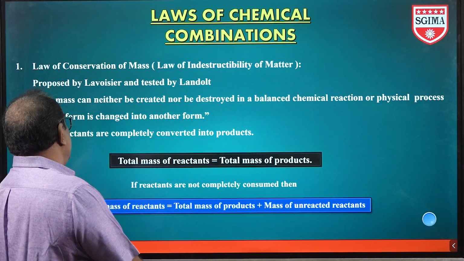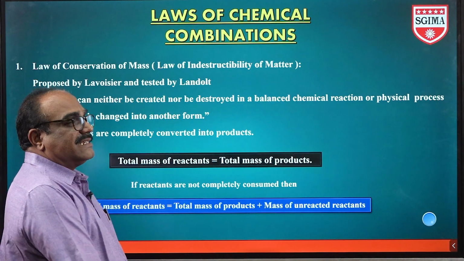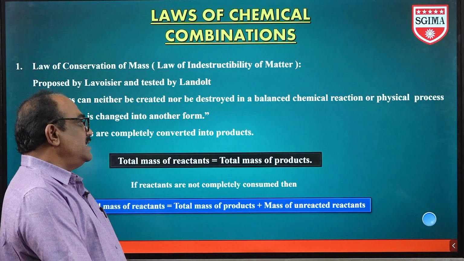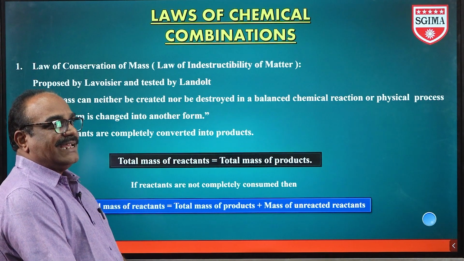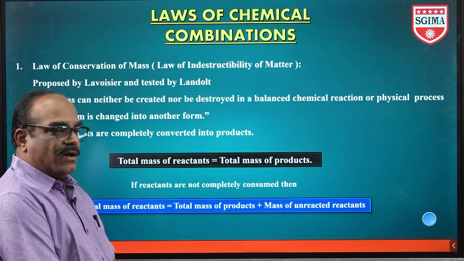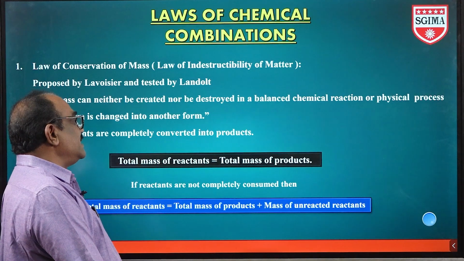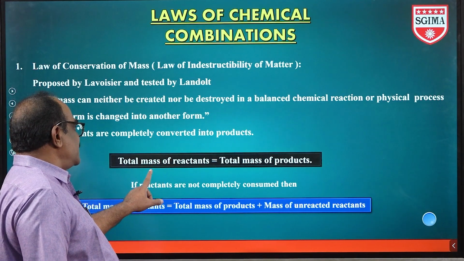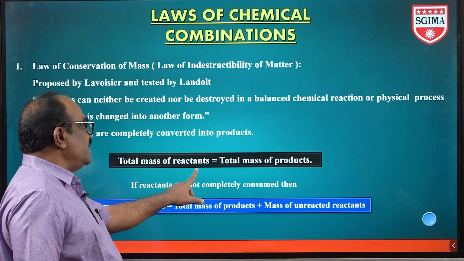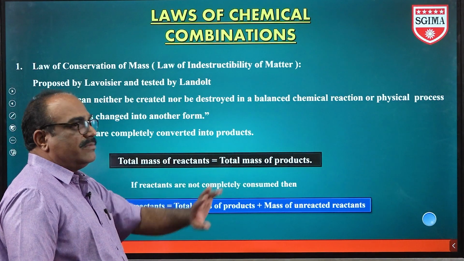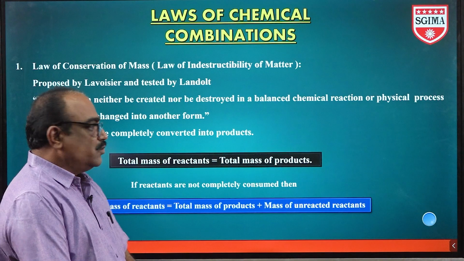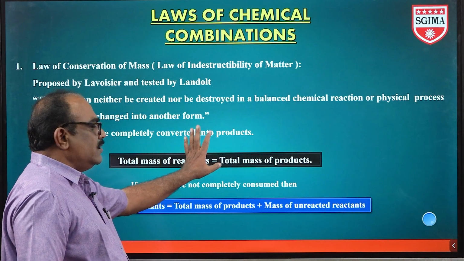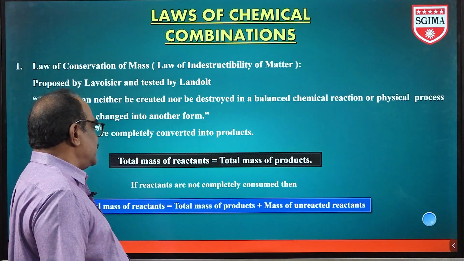Let us consider a simple reaction where the reactants are completely consumed. Many reactions will go to completion, the total reactants will be converted into products, the total reactants will be consumed in the reaction. For such a case, this logic will work. Total mass of the reactants is equal to total mass of the products. The total number of grams of the reactants will be equal to the total number of grams of the products.